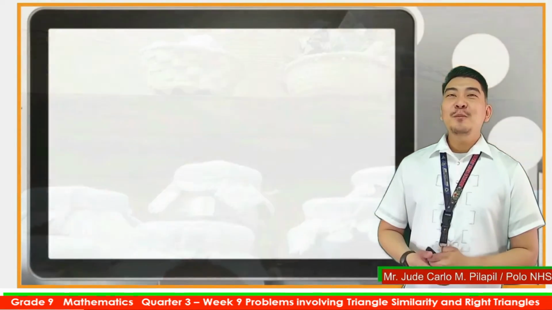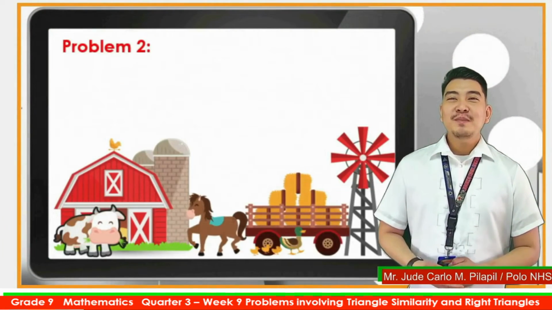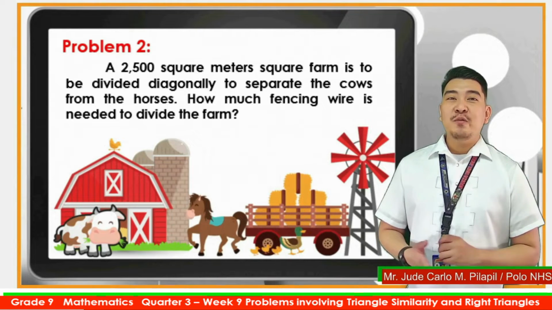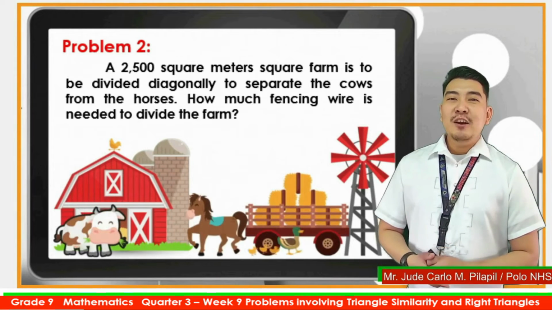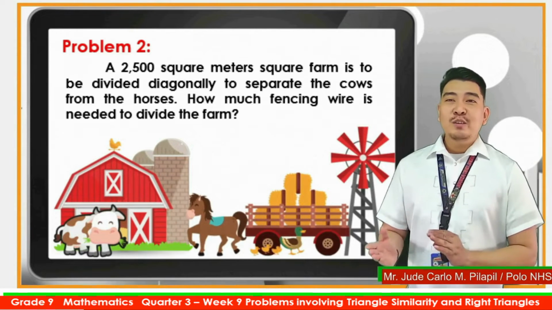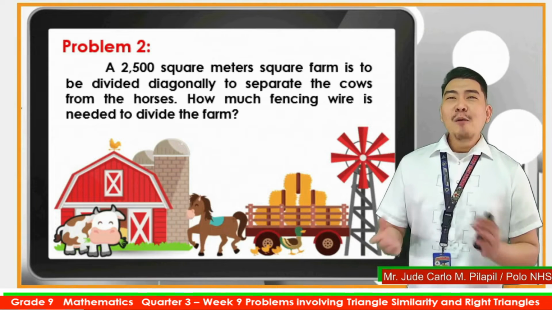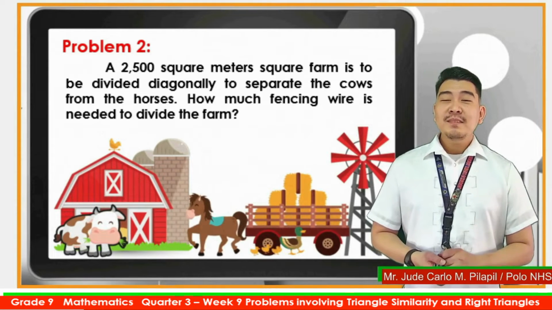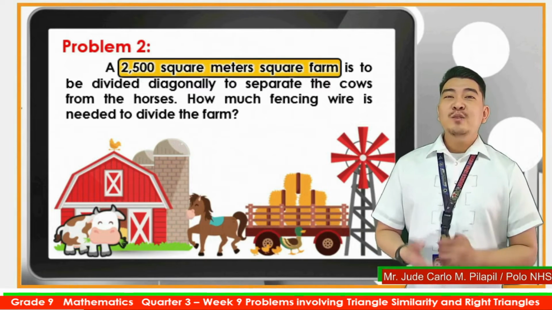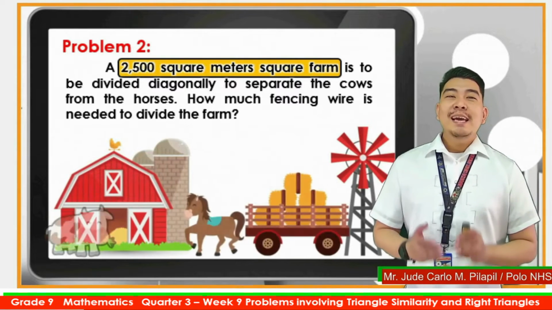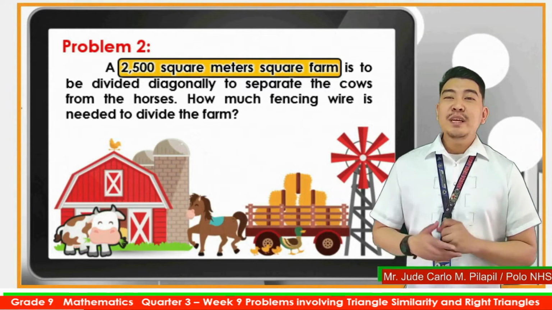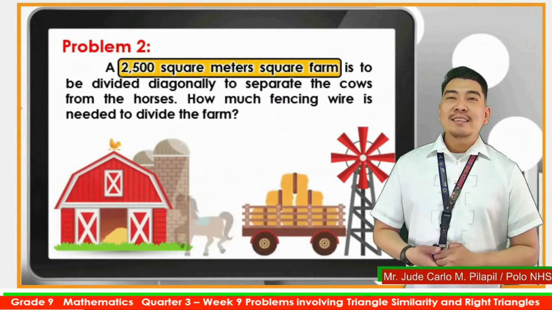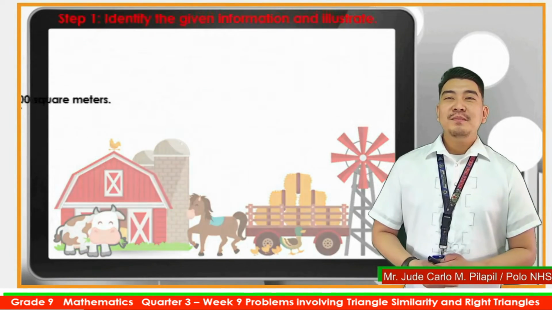Let us proceed to problem number 2. A 2,500 square meters square farm is to be divided diagonally to separate the cows from the horses. How much fencing wire is needed to divide the farm? The 2,500 square meters square farm is the given fact that we need to answer the problem. Let us further analyze and illustrate the problem.